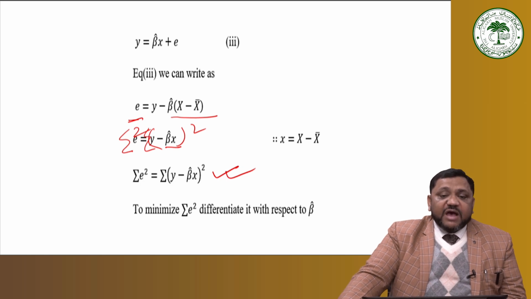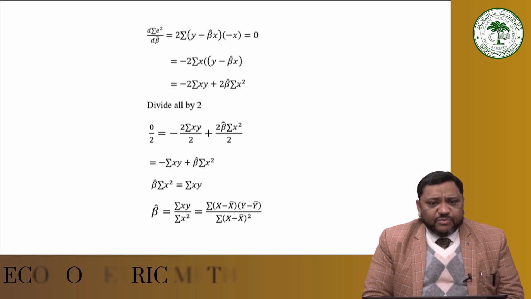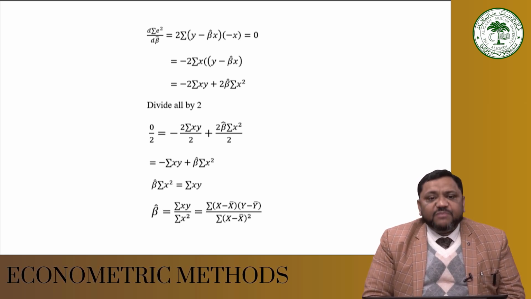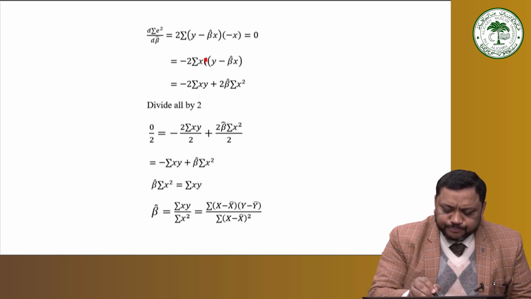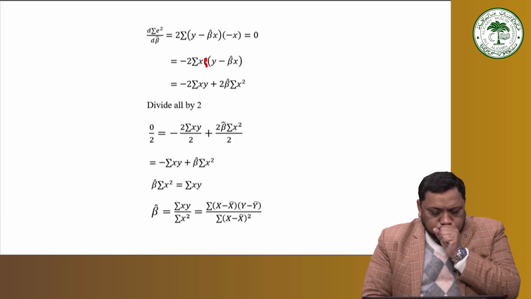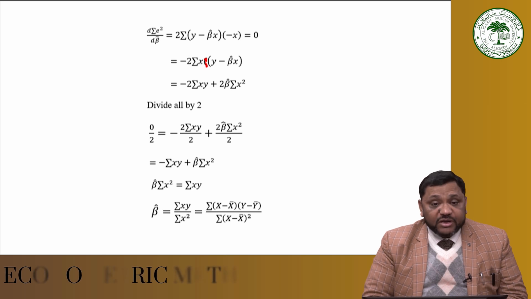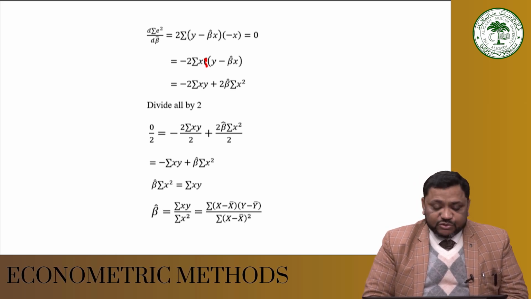Now our purpose is we have to minimize the errors. So to minimize this, we do the differentiation of summation e square with respect to beta hat. So now we use the same logic formula of differentiation which we were using last time. When we do that, we get 2 summation y minus bx, the whole multiplied by minus x. When we open the brackets and do the multiplication of minus x, what we get is minus 2 summation x under bracket y minus beta hat x. Finally, we open up the bracket, so it turns out to be minus 2 summation xy plus 2 beta hat summation x square, is equal to 0. Now we are only talking in terms of small x and small y.